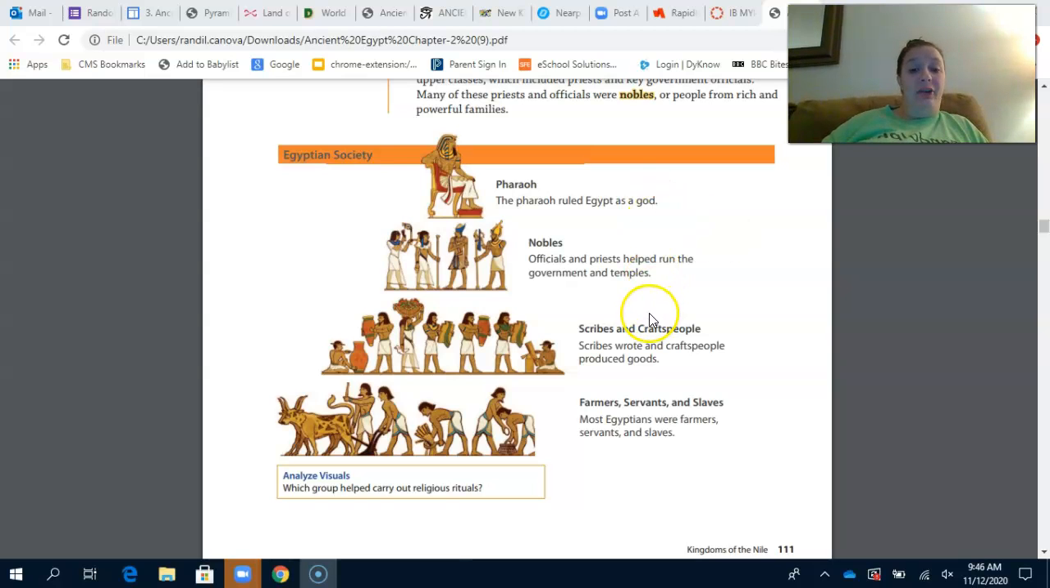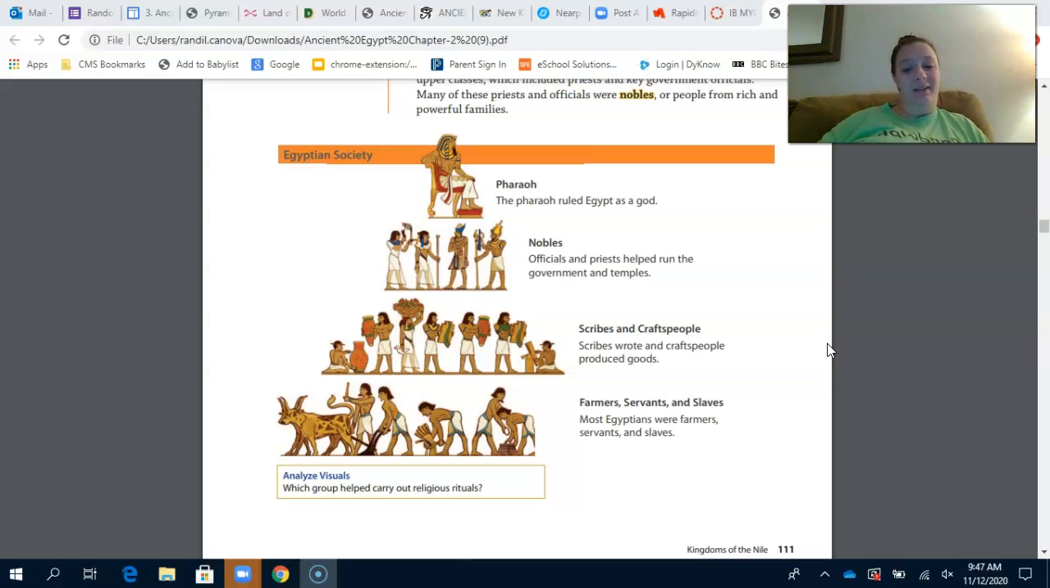Underneath that, so the third largest group, is the scribes and the craftspeople. So this also lends itself to our job specialization. We know that people would train to learn how to write and how to create certain goods. So a lot of times, my loves, the social pyramid also shows us job specialization.